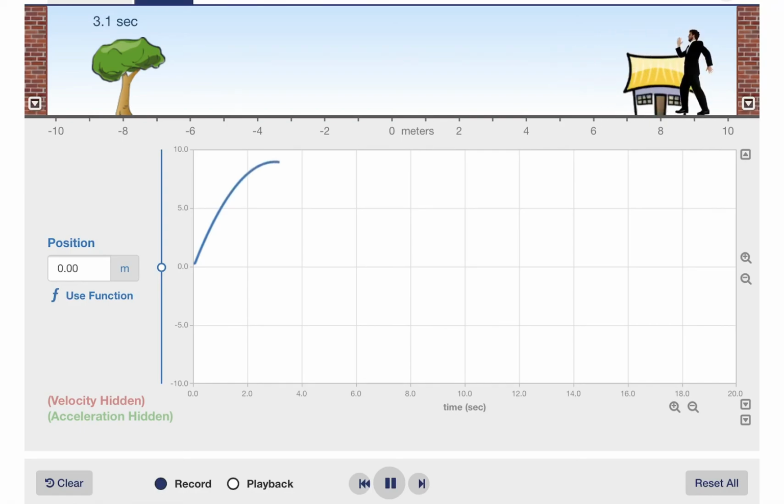He's slowing down, and you can see that the graph curves again because he's not traveling at a steady pace, and it is moving upwards because he's going away from the target, which is the origin, which is 0 meters, and it's starting off steep and it's becoming less steep.